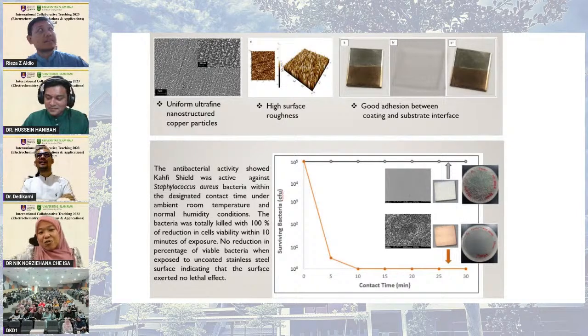Okay, so to show the antimicrobial activity, you can look at this graph, right? This is the uncoated stainless steel, and this one is coated with the copper coatings. You can see here, this one I tested against the Staphylococcus aureus bacteria.